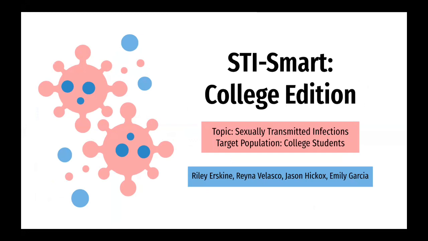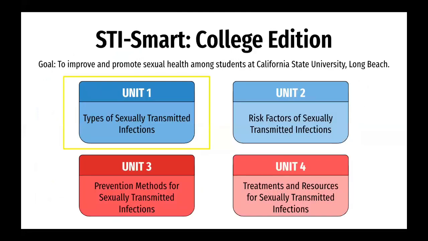Welcome to this presentation on our educational curriculum titled STI-Smart College Edition, which targets sexually transmitted infections among college students. The curriculum's goal is to improve and promote sexual health among students at CSULB. There are 4 unit topics, including types of sexually transmitted infections, risk factors, prevention methods, and treatments and resources. The sample learning opportunity presented today will focus on Unit 1.